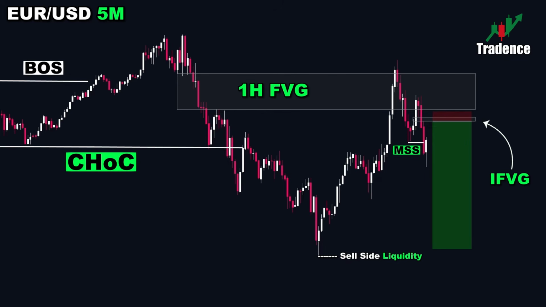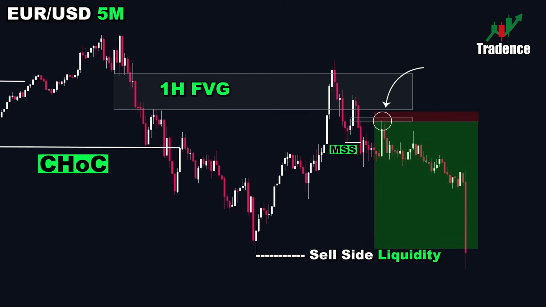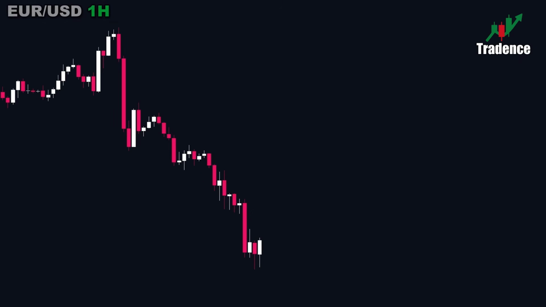Now, let's play out the trade and see the result. As you can see, price pushed slightly higher, triggered our sell limit order, then quickly reversed direction and dropped with strong bearish momentum, perfectly hitting our take profit target. Now, let's move on to the next real chart example.